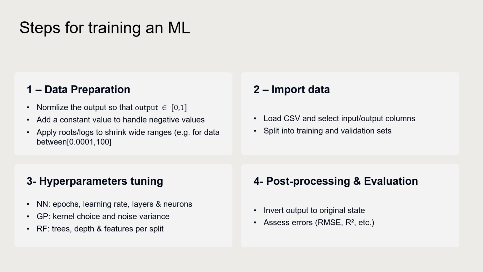This doesn't mean that if you have values larger than 1 that you cannot use the program. All you need to do is normalize your data. So if the range of your data is between 10 and 100 or 10 and 150, you can divide all your data by the maximum output value so that your data falls between 0 and 1.